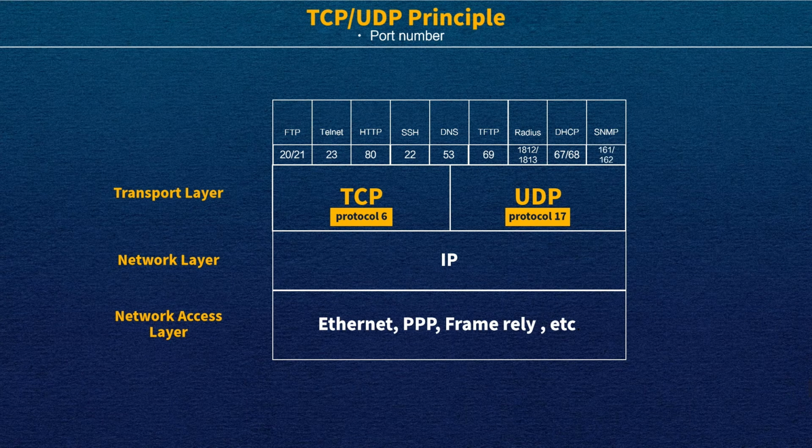And the last one is SNMP. The port numbers are 161 and 162. This is used between devices and the controller. Maybe we want to get some device parameters like the interface status or the interface IP address, something like this. So between the devices, we have to use the SNMP protocol.